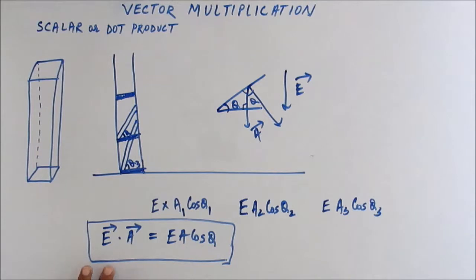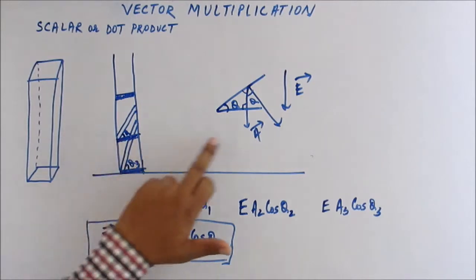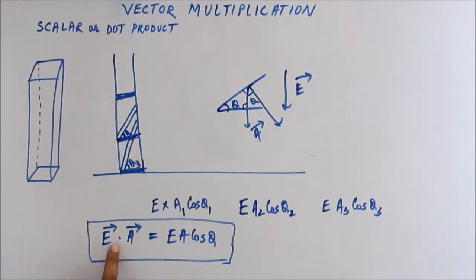Okay, so this clears one thing: the total energy falling on a surface will not be simply energy per unit area into area, because that is wrong, and we have corrected that by using the dot product instead of simple multiplication. This dot product is also called a scalar product because we have not attached any direction to the product. Even though on the left hand side we have vectors, the right hand side is a number. There is no direction attached to that number. So it's a scalar thing. It's a scalar product, and since the symbol is a dot, it is also called the dot product.